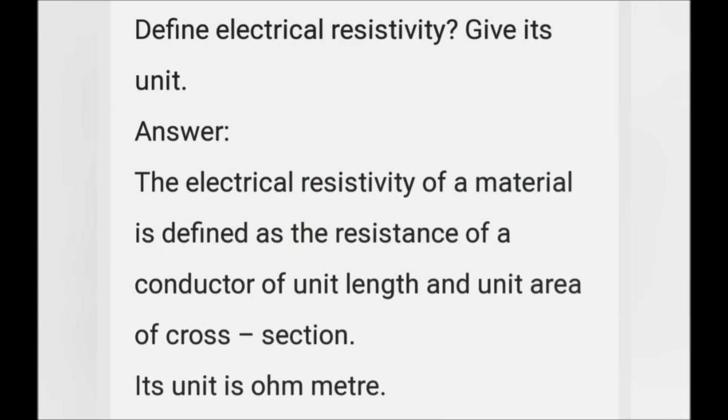Define electrical resistivity and give its unit. The electrical resistivity of a material is defined as the resistance of a conductor of unit length and unit area of cross section. Its unit is ohm meter.